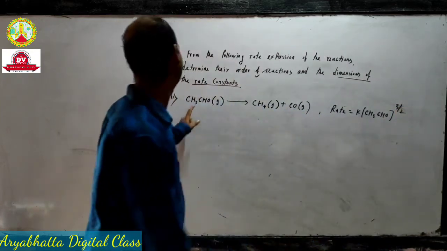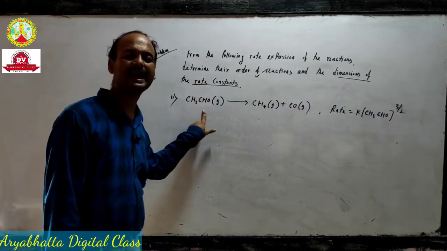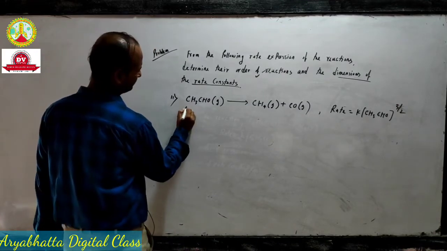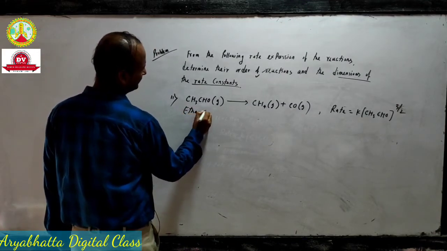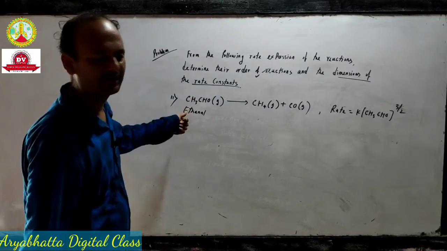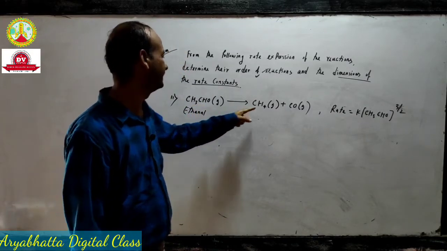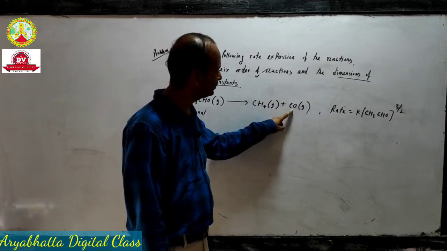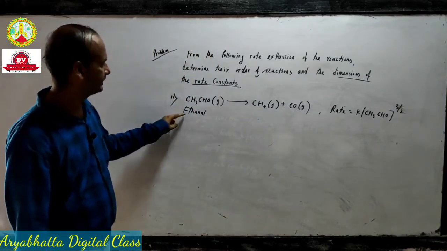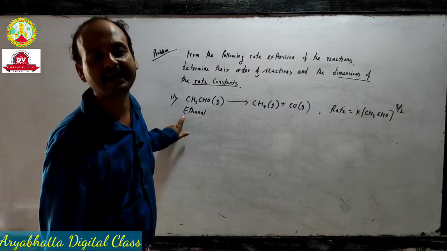ओके, इस कंपाउंड का नाम इथानेल है. ये इथानेल है. ये एल्डिहाइड है. इथानेल एल्डिहाइड का एक एग्जांपल है. ये मीथेन है. ये CO, कार्बन मोनोऑक्साइड है. इसका स्पेलिंग देख लो. ये इथानॉल नहीं, इथानेल एल्डिहाइड है.